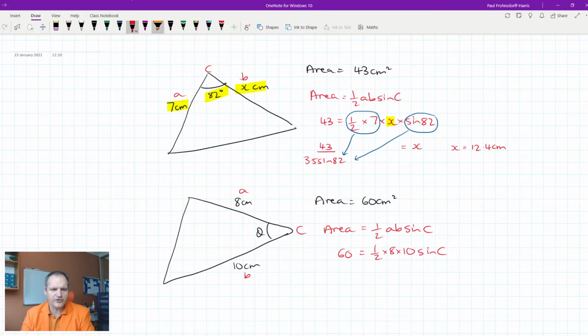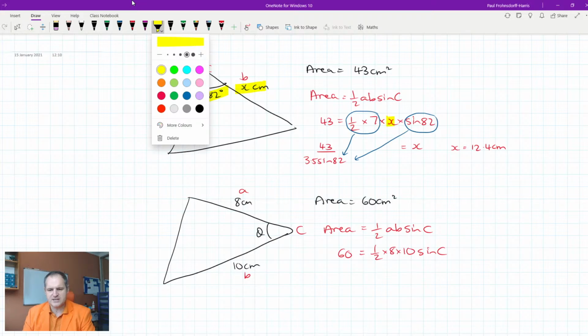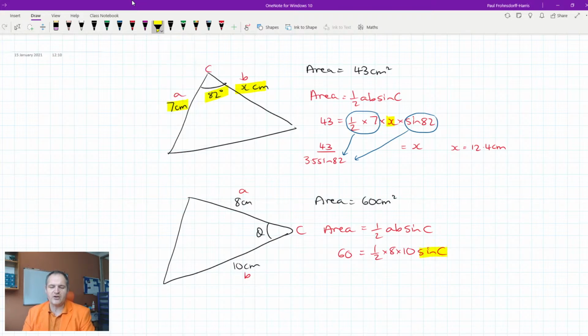This time we want to get sin C on its own, because that's the unknown so far. But in fact, I'm even going to change it from C to theta, because that's the angle we're trying to find out. Now, what we therefore do is we do our same thing as before, but I'm going to do a little calculation first. Half of 8 is 4, times 10 is 40. I therefore have 60 over 40 is sine theta.